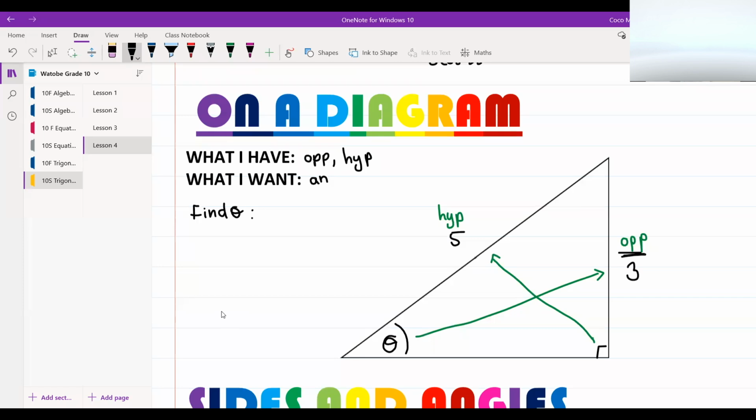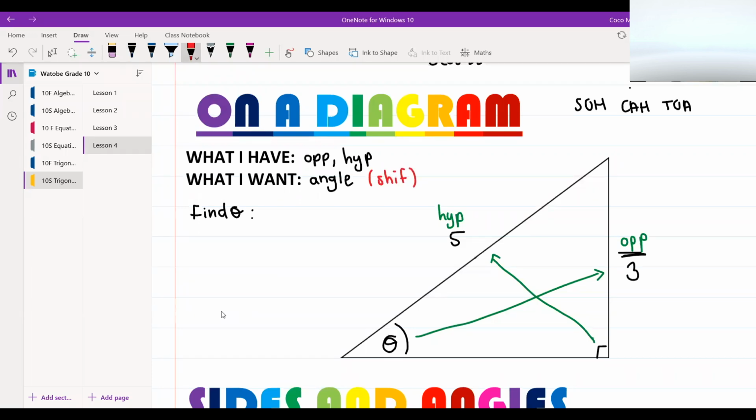Good. Now, Mulisa, do you remember? We have a funky thing on our calculator that we need to click every time we're looking for an angle. There's a button that we need to click before we click sine, cos, or tan. What is that button? Shift. Yes, it's shift. You're absolutely correct. We need to click shift.